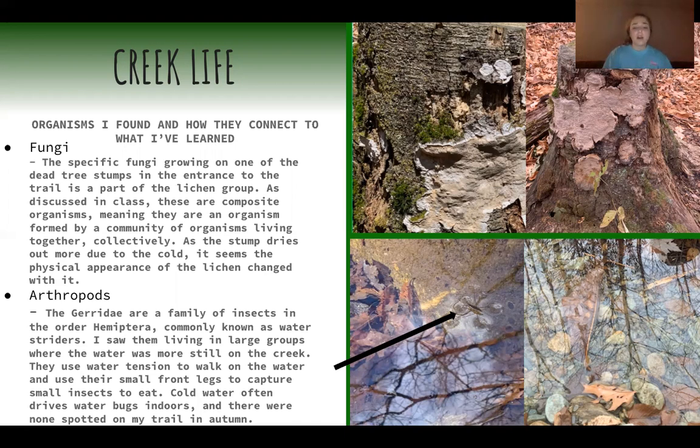We have arthropods too in the still parts of the creek. In still water, the Gerridae are a common family of insects, commonly known as water striders. They're the long-legged insects that you see walking on water due to surface tension. And on the right side, you can't see a single one. I went back to the exact same location I did during spring to look for them. They were not there. Absolutely no water striders, and that is because cold water often drives them indoors.